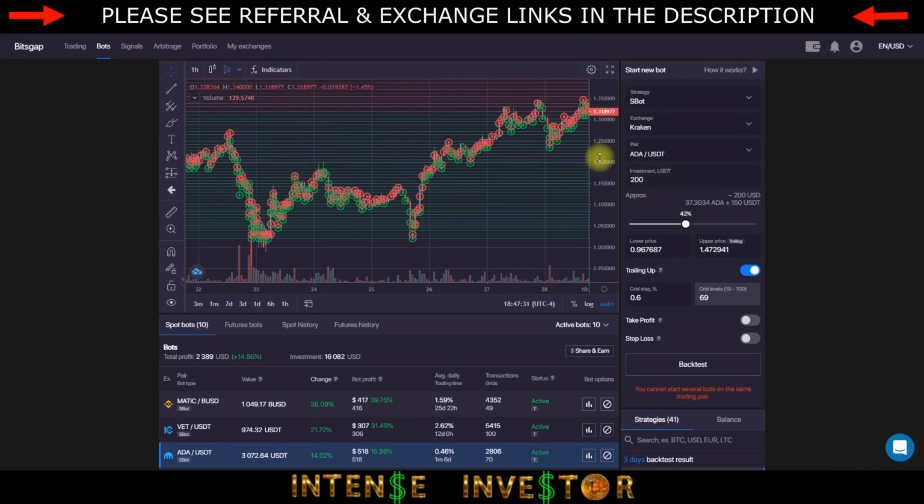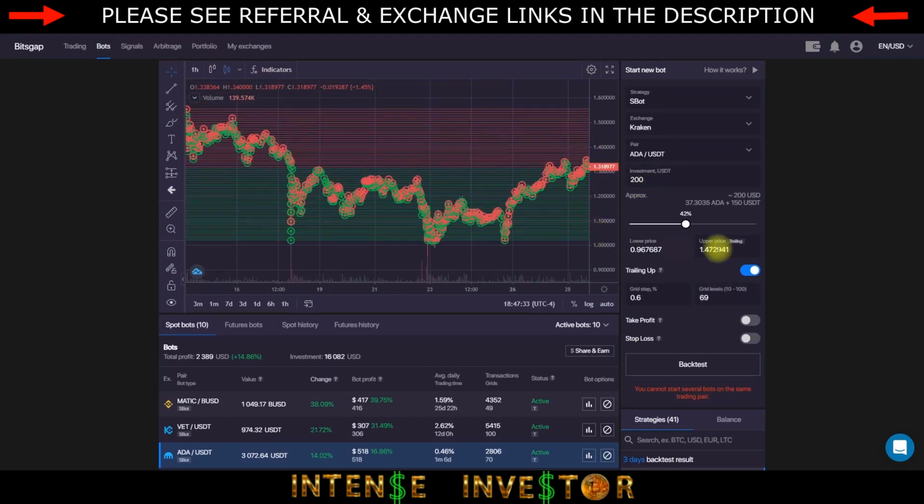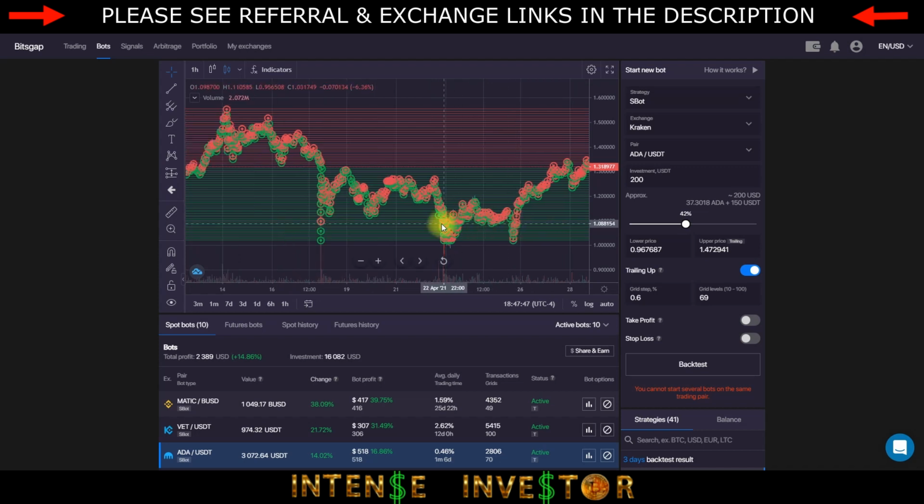And I also like to spread these out. Say I'm trading ADA, the price is 1.31, then I'd probably want to set that up at least down to this level where the support is, where it was kind of bebopping up and down before it went up. So maybe around 1.10, 1.15 for the lower, and then maybe 1.45 or something for the upper. Just give it some room to breathe.